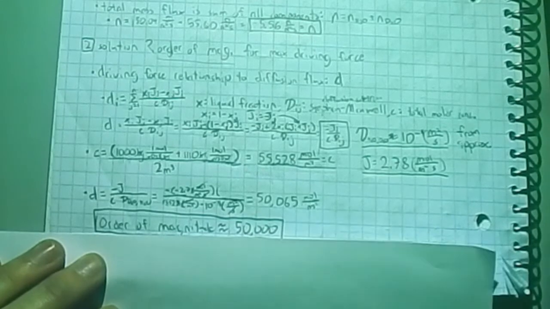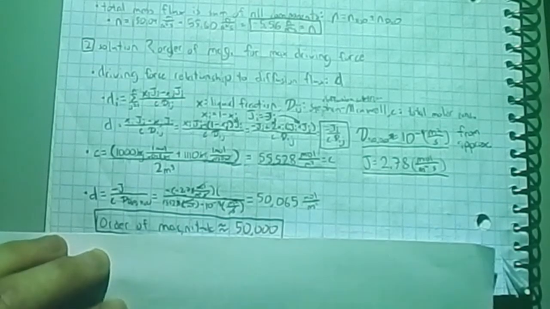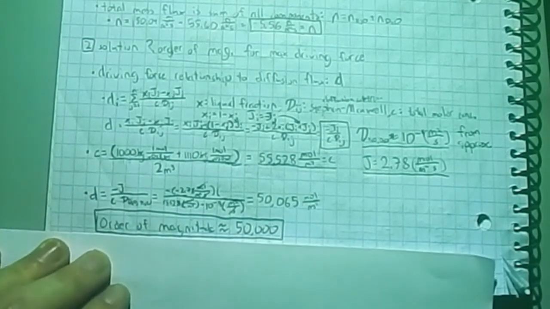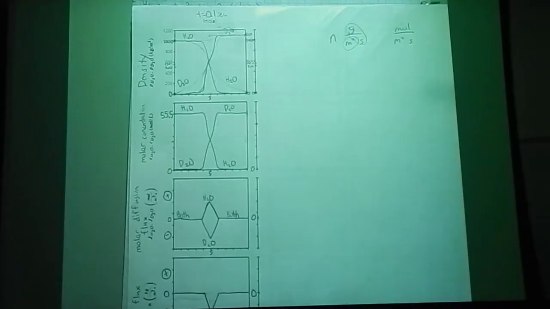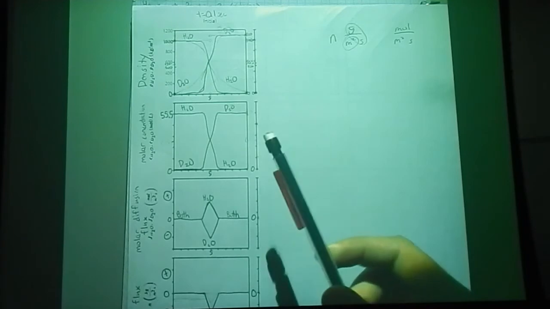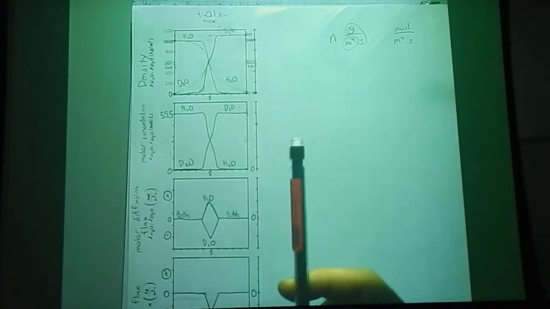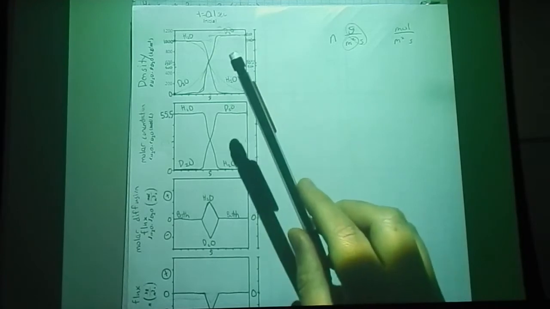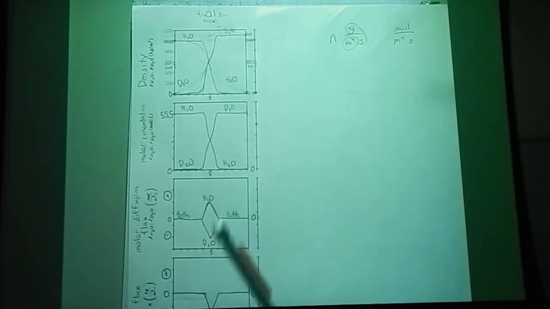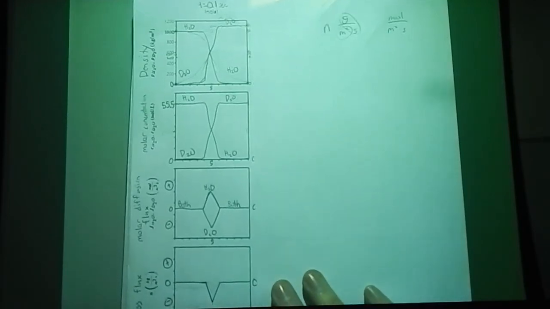So yeah, that's what we got going on, and I will go ahead and get this shifted around, and we'll take a look at part 3, which is filling in some charts. So this is question 3, and what we're looking at here is we're going to create graphs reflecting the density, the molar concentration, the molar diffusion flux, and the mass flux down here. Sorry, that got a little bit cut off.